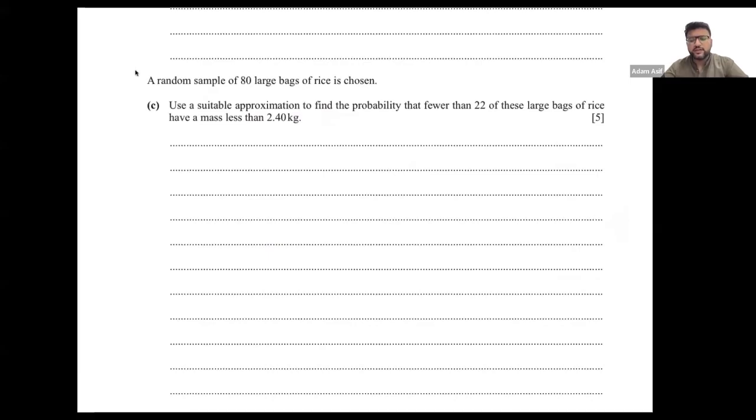A random sample of 80 large bags of rice is chosen. Use a suitable approximation to find the probability that fewer than 22 of these large bags of rice have a mass less than 2.4 kg. Suitable approximation in your syllabus is normal approximation. So basically it's a binomial distribution question that has to be dealt with normal approximation. Okay. So x represents the discrete data over here. What does x represent? The number of large bags of rice.